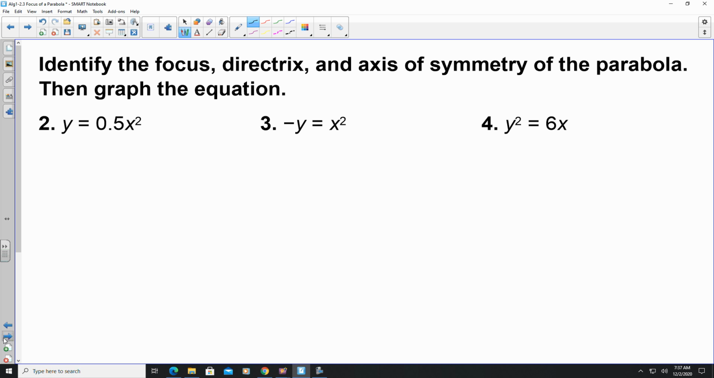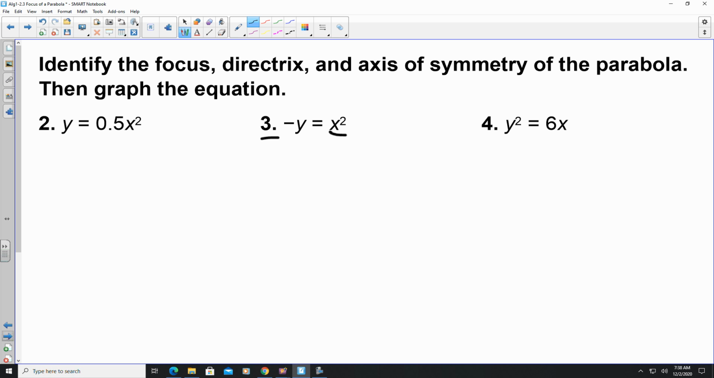So here are different examples of them asking us to find the focus, directrix, and axis of symmetry, and they're asking us to graph it. So it's very similar to the first example we looked at. Let's take a look at number 3. Okay, so number 3 has us with -y is equal to x squared.